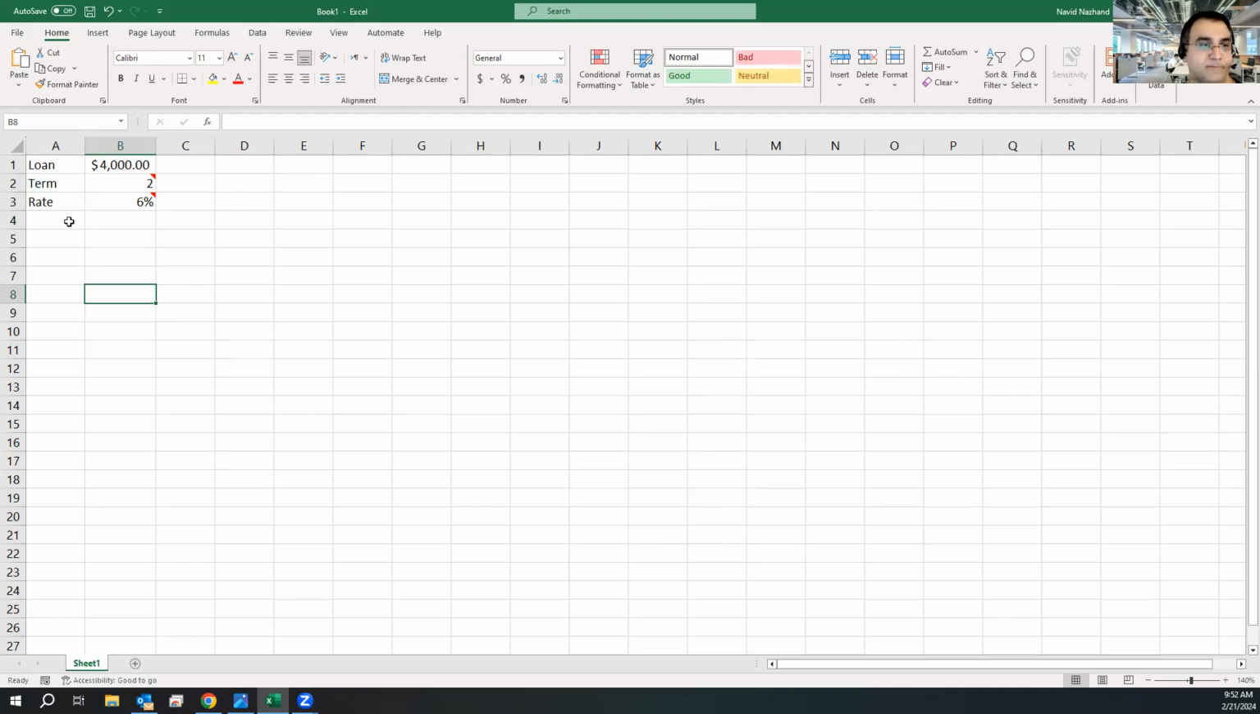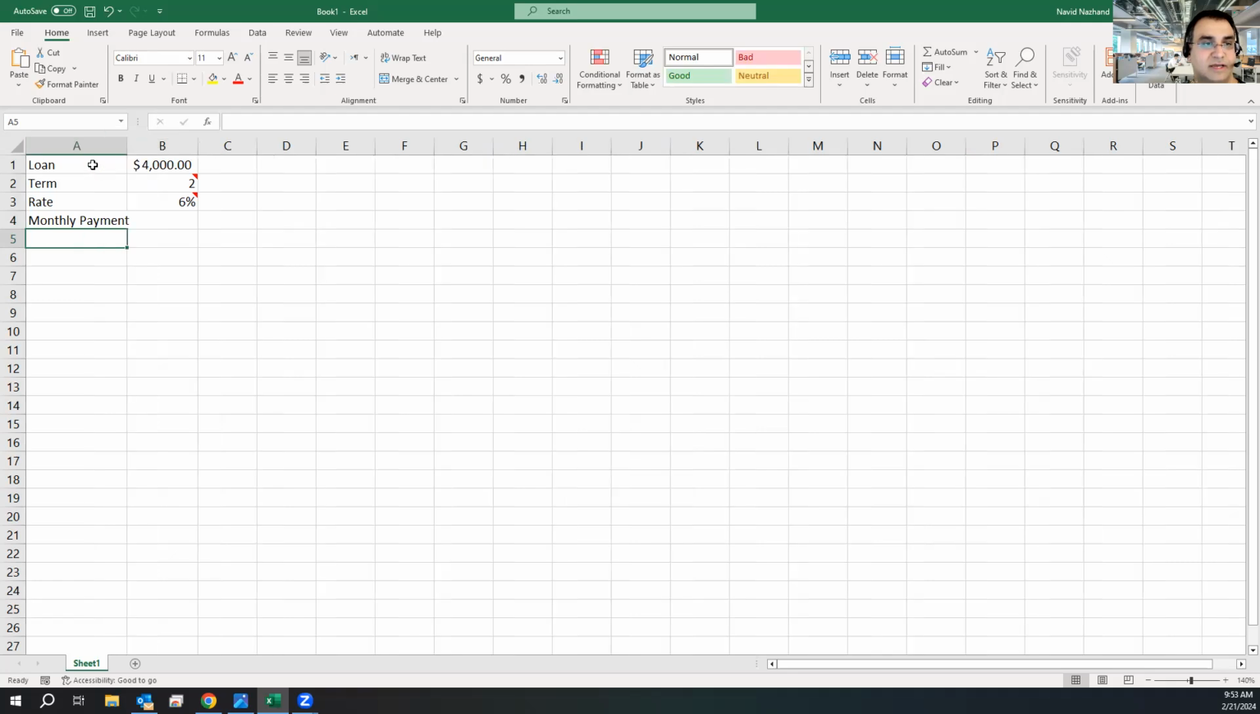I'll show you why. Now I need to know how much monthly payment I'm having for each pay, like how much is my monthly payment here. So I would say monthly payment. Okay, let me make it a little bit larger, and then I will put some borders around it to make it a little bit nicer.